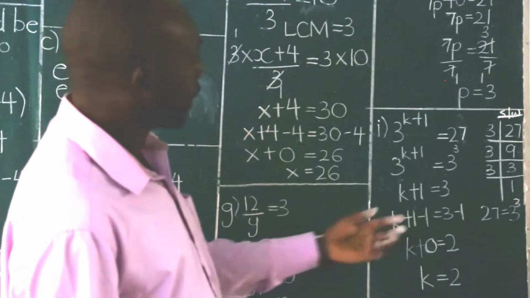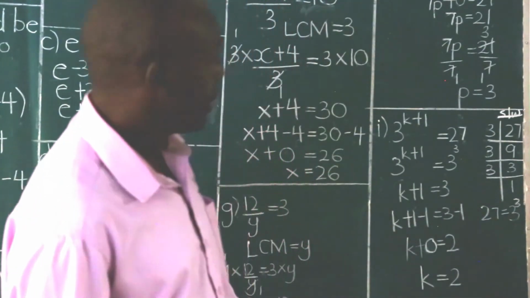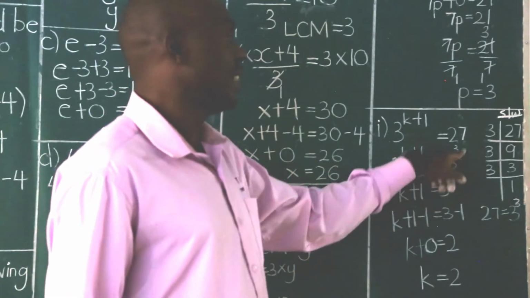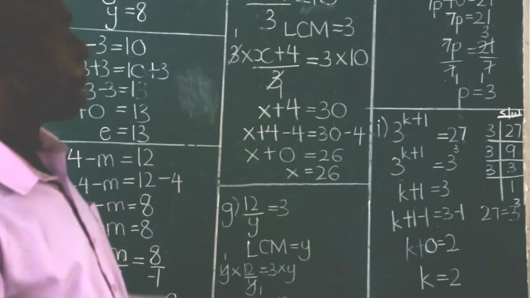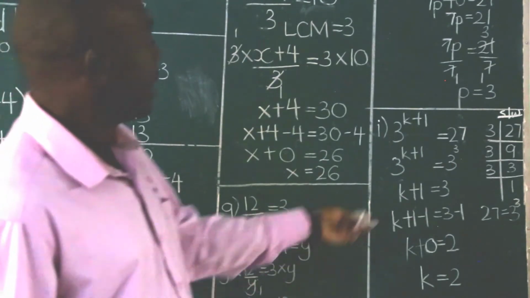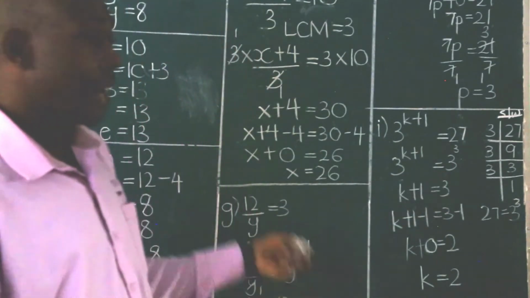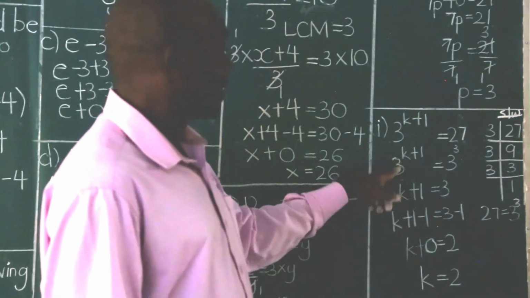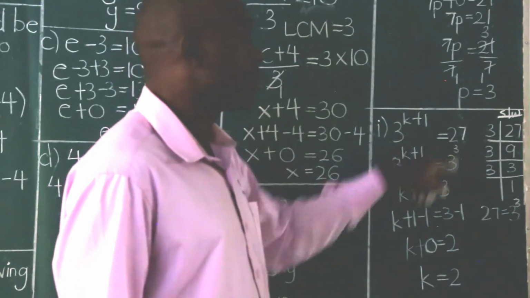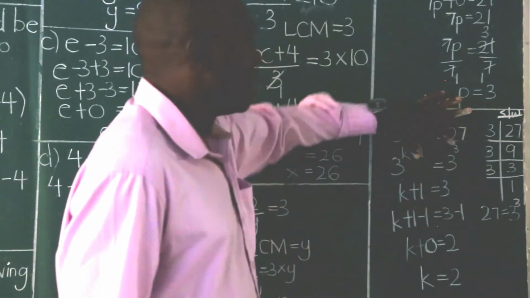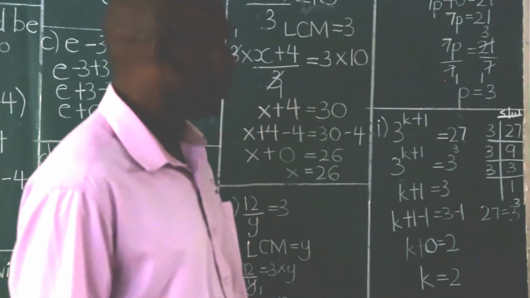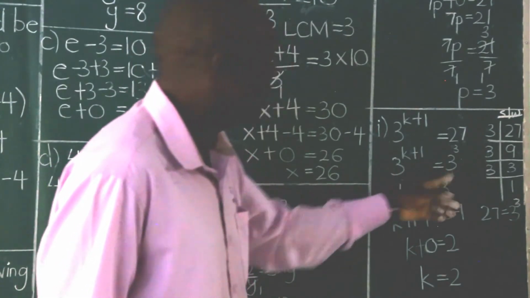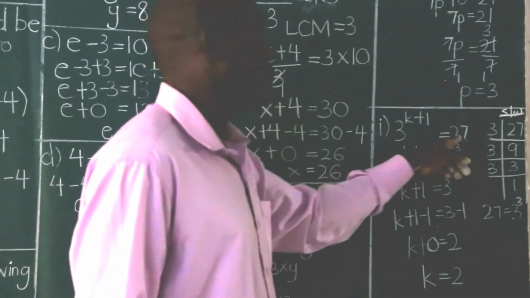So replace the 27 with the index of 3, that is 3 index k plus 1 equals 3 index 3. So you compare with the same bases. Both are indices of 3, then you can now compare. Equals shows the comparison. Since the bases are equal, so are the indices. So since 3 is equal to 3, then k plus 1 is equal to 3.